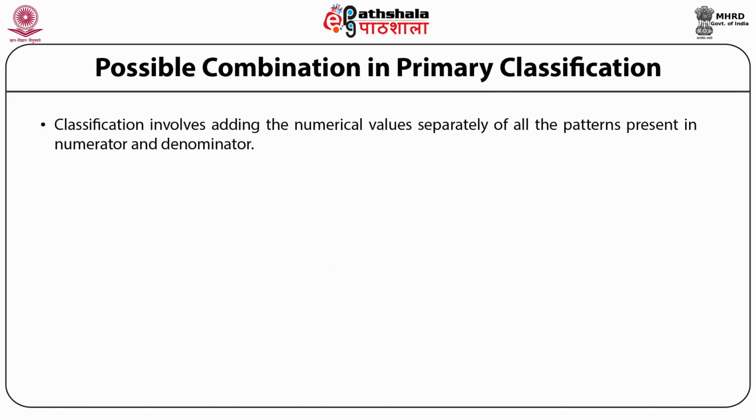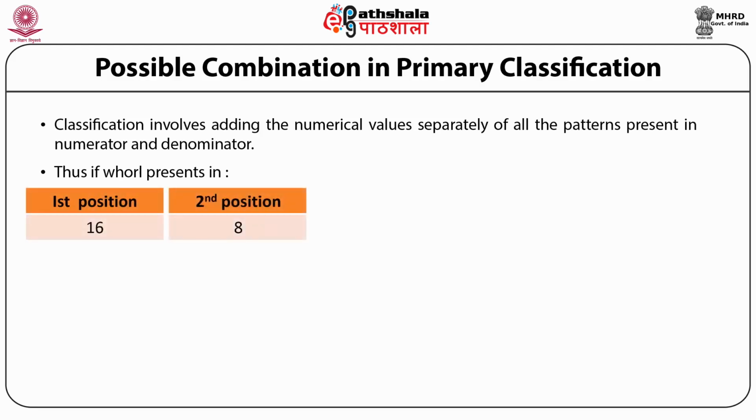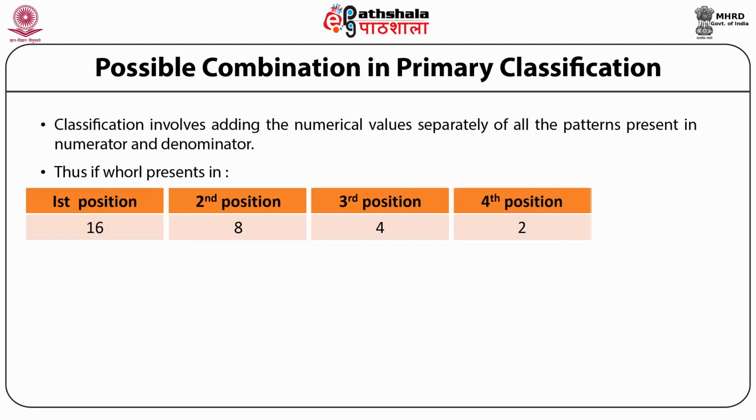Classification involves adding the numerical values separately of all the patterns present in numerator and denominator. Then a unit value is added to both the numerator and denominator. This is done to record the file of a person who has loop patterns in all the 10 fingers. Thus, if whorl is present in the first position, then it becomes 16. If it is present in second position, then it is 8. In third position, 4, in the fourth position, it is 2, and on the fifth position, it is 1.